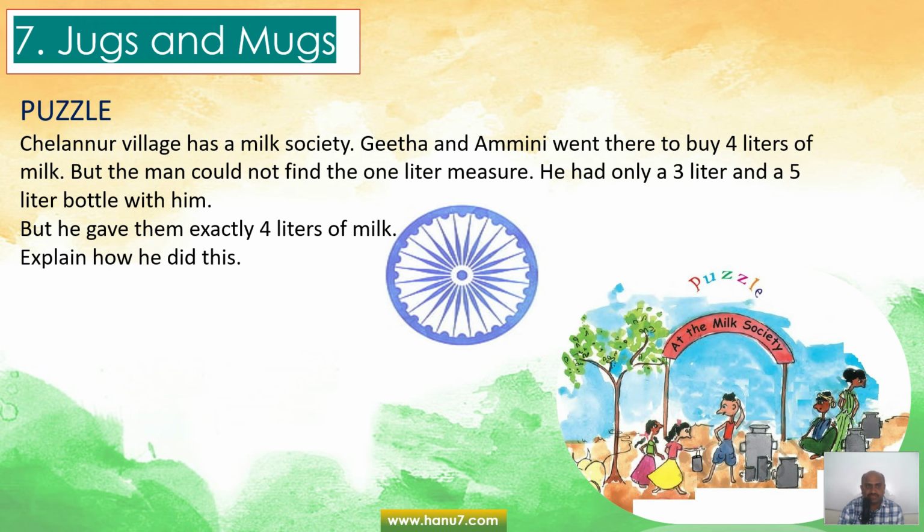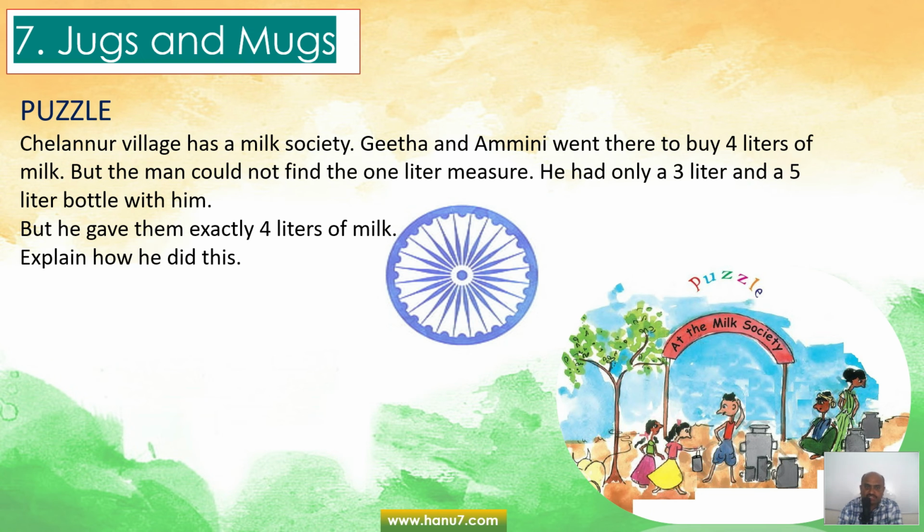Okay, now there is a puzzle. Chalanur village has a milk society. Geeta and Amini went there to buy 4 liters of milk, but the man could not find the 1 liter measure. He had only a 3 liter and a 5 liter bottle with him, but he gave exactly the 4 liters. Whatever they demanded, he gave exactly the 4 liters of milk. Explain how he did this.